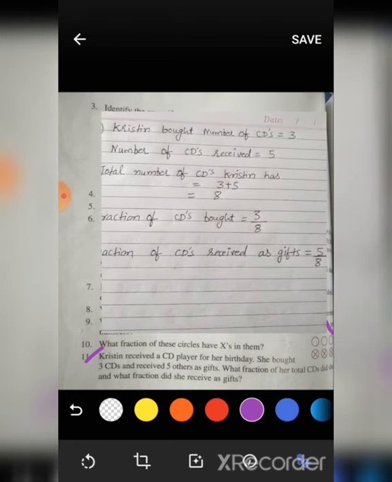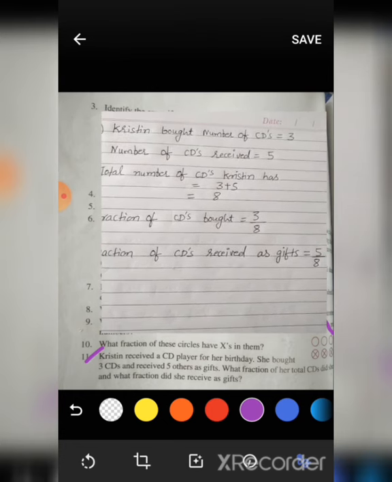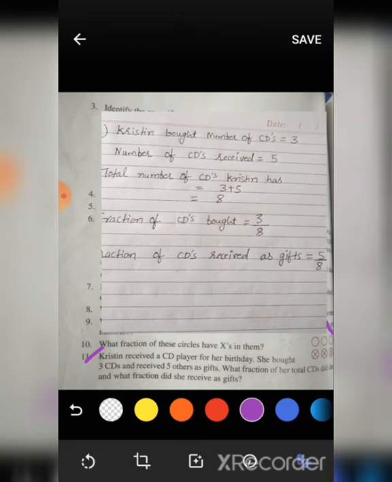I hope this exercise is clear to you. Practice of the fraction concept is required.